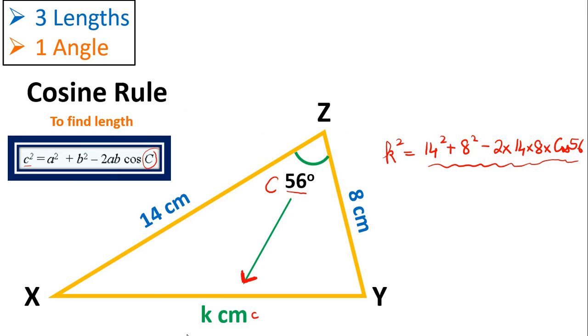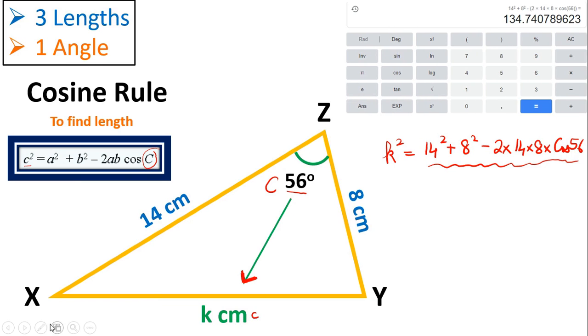134.7. So going back to my working, I have 134.7 as my answer, which means that my k squared is equal to 134.7. Now, the thing is that you cannot leave it as 134.7 here. Why? Because I have a square attached to the k, which means that I still don't have my k exactly. It's just the value of my k squared.